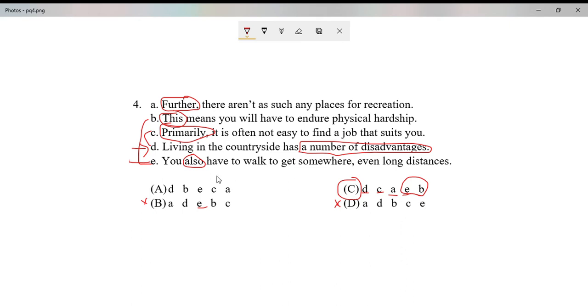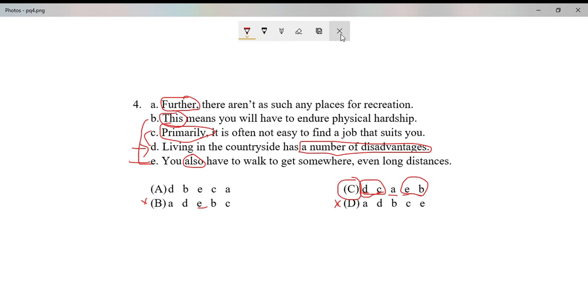E, then B. You also have to walk to get somewhere, right? Primarily this, further this. You also have to do this, right? Doing this, walking great distances, means you'll have to endure physical hardship, okay? So on all counts, C makes sense. I'm very convinced, right? Very sure, very certain, high level of certainty that C is the answer. That's why I like to go through the rest of the sentences to see if I catch something that doesn't make sense, or if I see another pair of sentences that convinces me further.